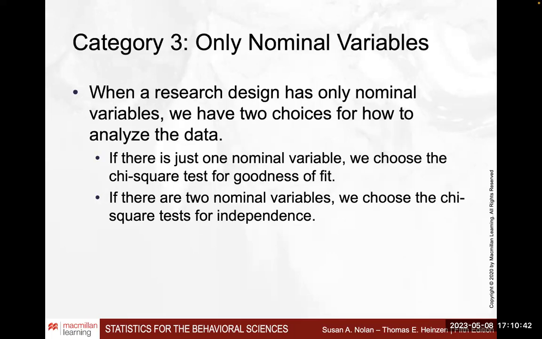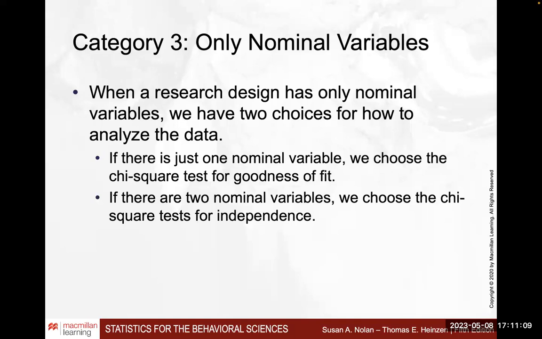When a research design has only nominal variables, we have two choices. If it's only one nominal variable, which is basically the count of elite soccer players in the respective time of the year, there are only two levels of that independent variable, and you're only comparing these two levels. So that's one nominal variable. Then you choose the chi-square test for goodness of fit.